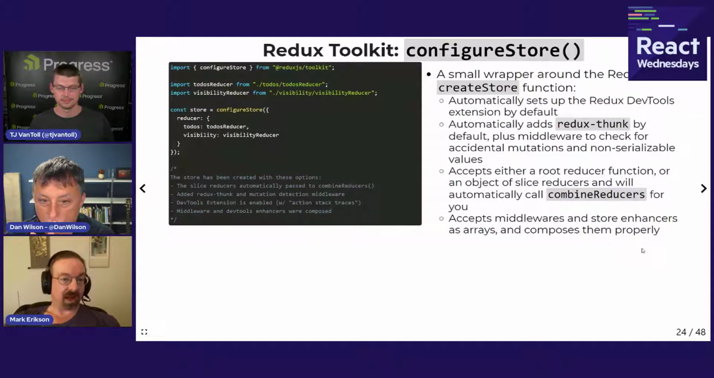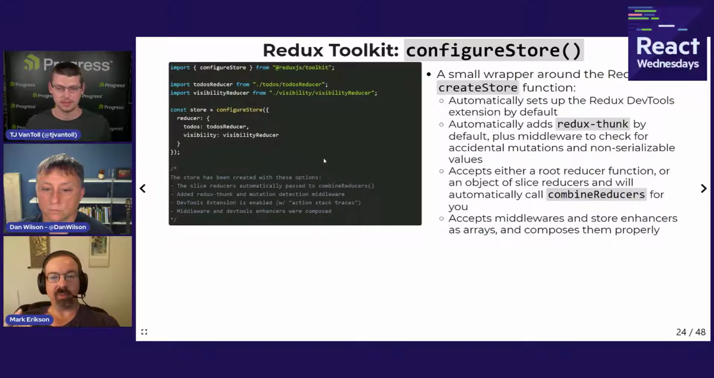So what's in the box? Well, the first API is something called configureStore. And this is a small function that wraps around the Redux basic createStore method. So the idea is you call configureStore, and you can pass in your individual slice reducer functions, and it's automatically going to do a bunch of work for you.